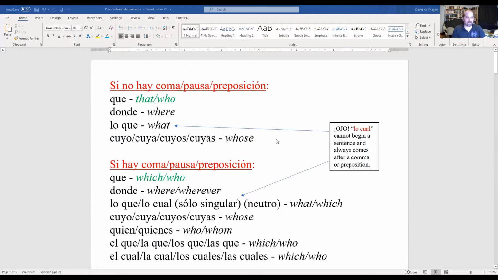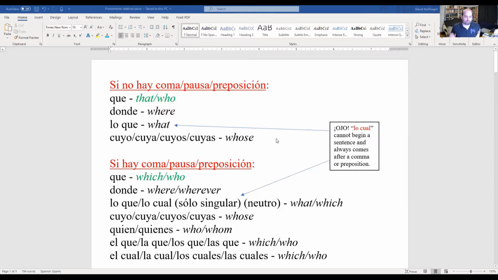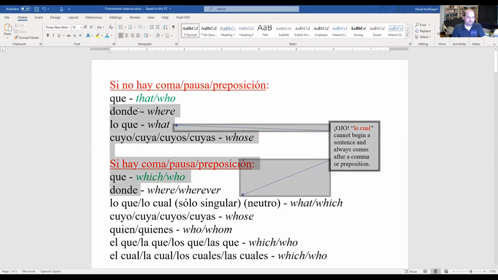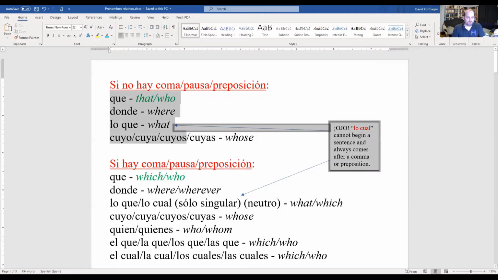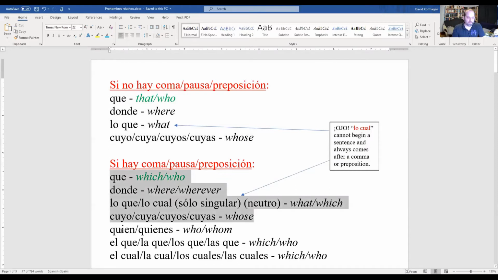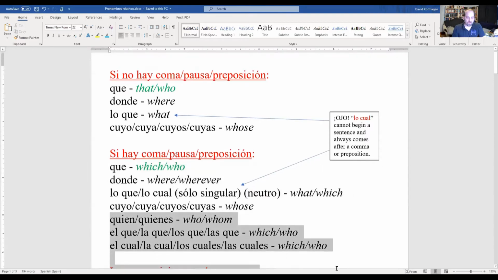All right, so as you can see, we have two basic situations, and then we'll see a couple different other ones as well, where you have, first of all, the situation where you do not have a comma, pause, or preposition, and then the other one is where you do have a comma, pause, or preposition, right? And notice there are a couple of similarities. So like these ones here, right? Que, donde, lo que, cuyo, cuya, cuyos, cuyas, all those are also here, right? And so in the second case where there is a comma, pause, or preposition, you have additional options, right?